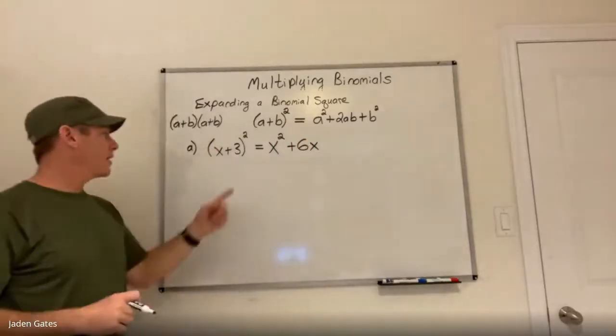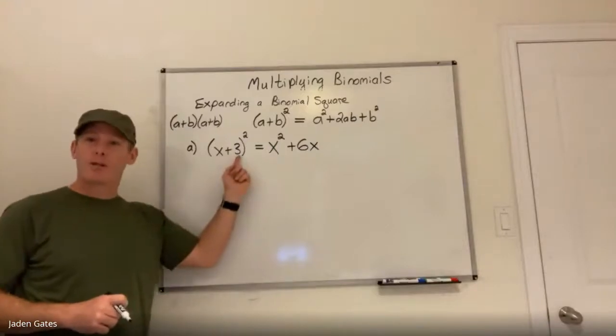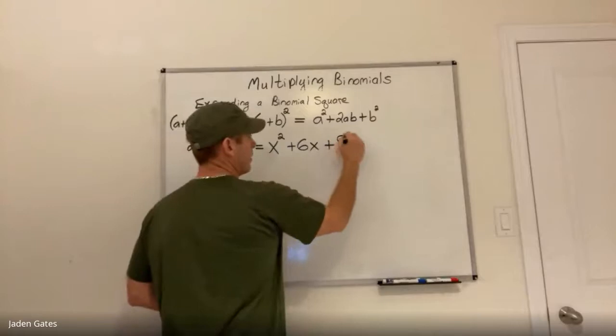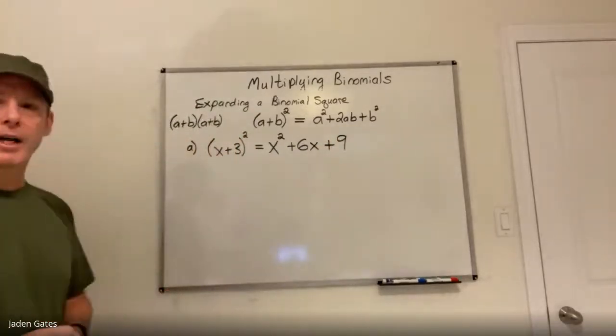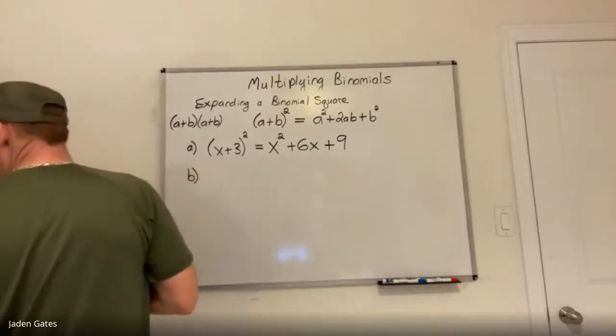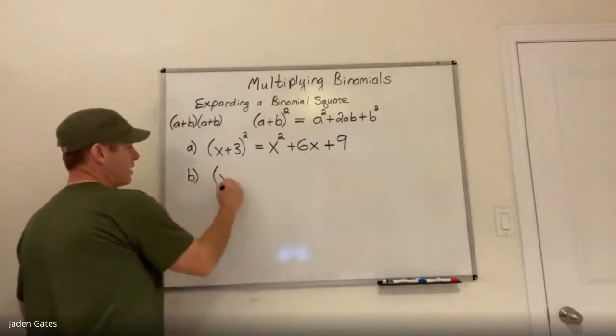And then lastly, you square the second term. So I take a positive 3 and I square it. 3 times 3, I get a 9. Again, that's the fast way to do it. Do a couple of those. B, I have x minus 7 squared.